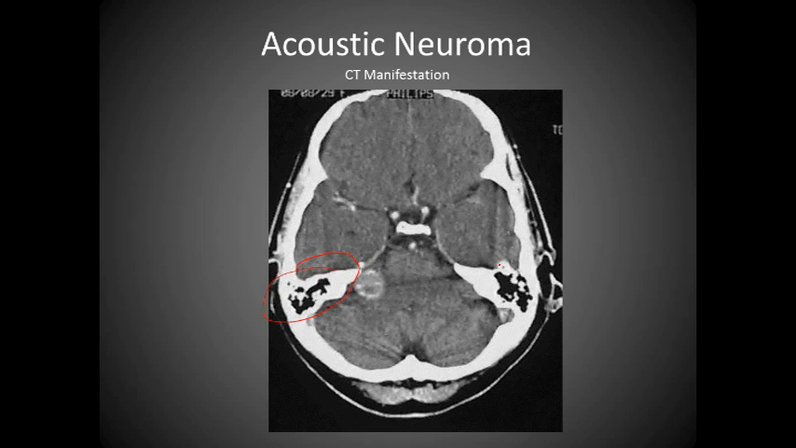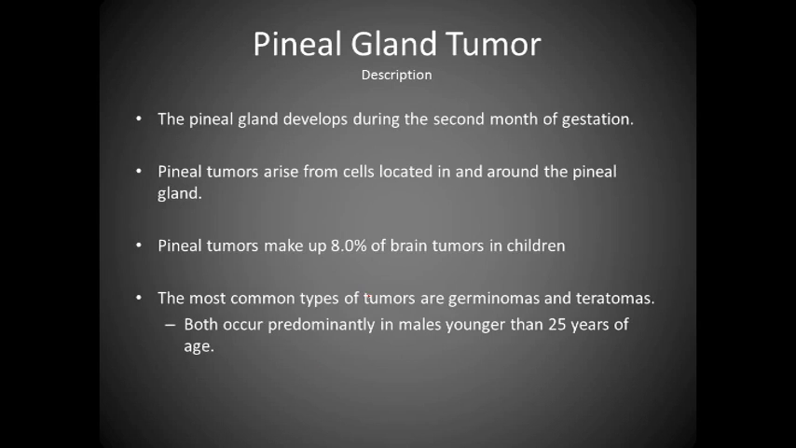Here we have a slightly more enhanced image. We see that we have dense bones here, but we have this rounded density. It does have contrast enhancement. And notice where it's located. This is going to be typical for an acoustic neuroma.